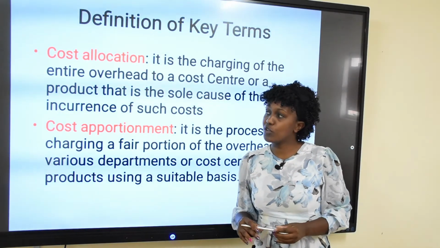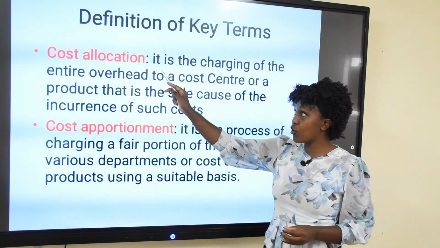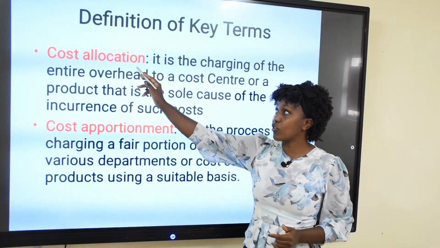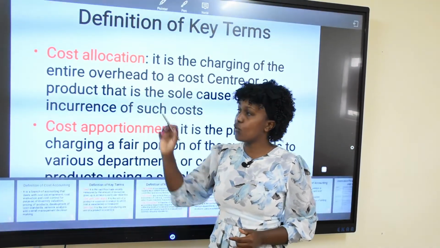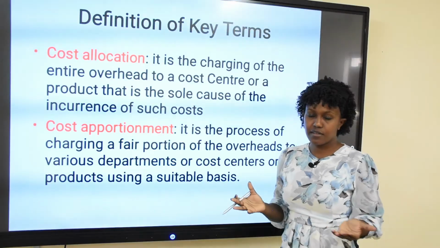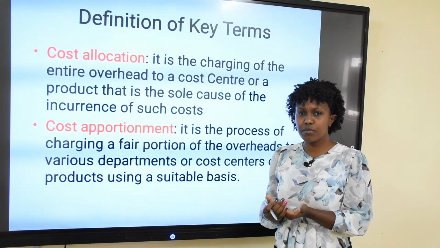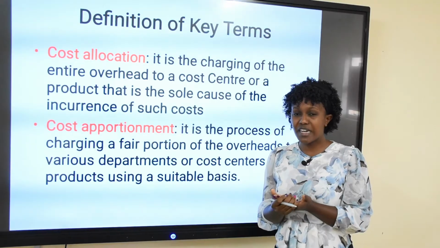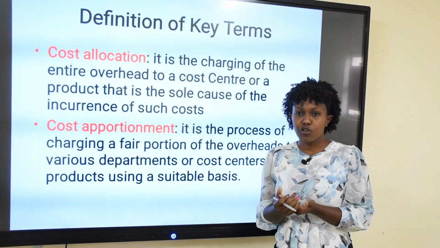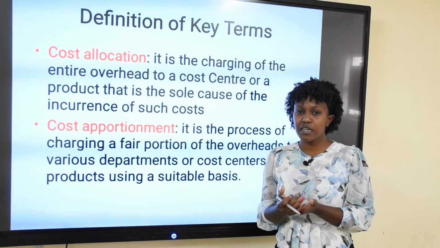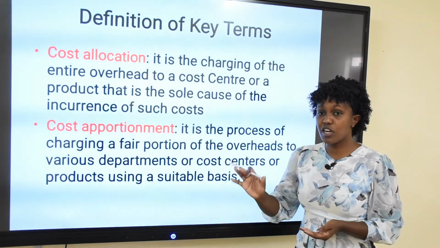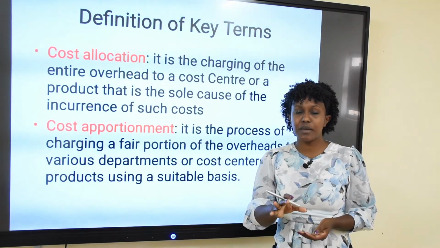Another two terminologies that we are going to define or differentiate is cost allocation and cost apportionment. Now let's start with cost allocation. Now, what is the meaning of allocation, or when you allocate? So when you allocate, it is where you take the entire overhead. And now maybe this brings me to the question, what is an overhead? An overhead is an indirect cost. For example, electricity is an overhead. Electricity being an overhead, it is incurred probably by all departments in an organization, from production, accounting, sales departments.